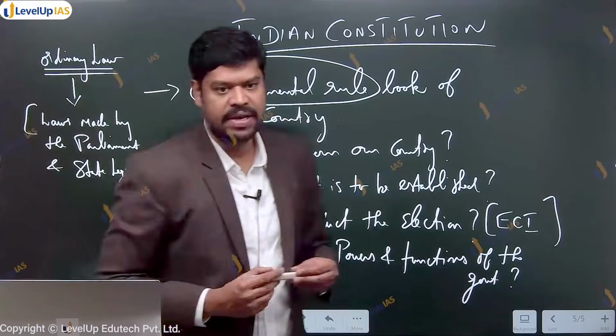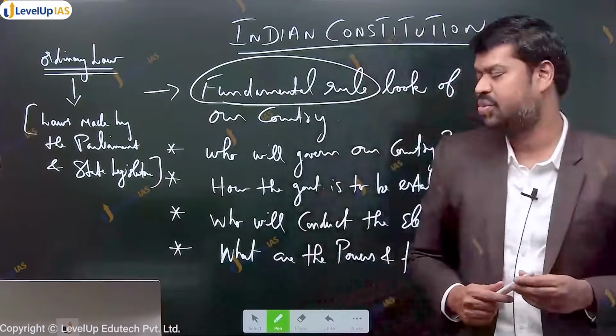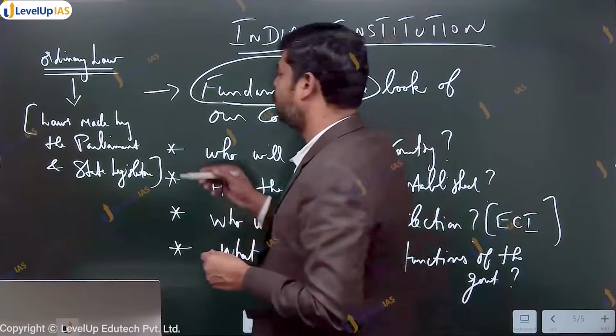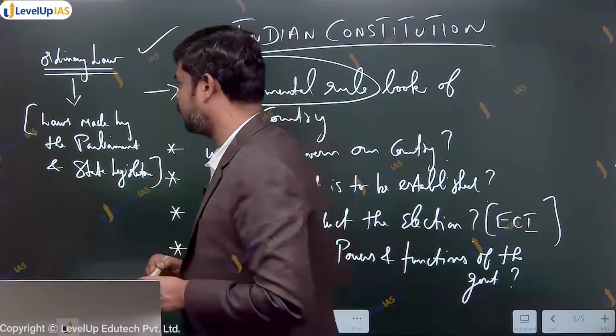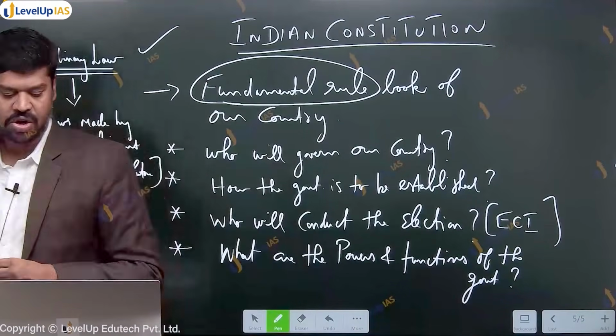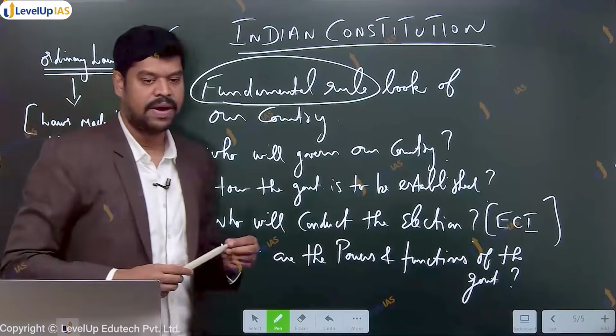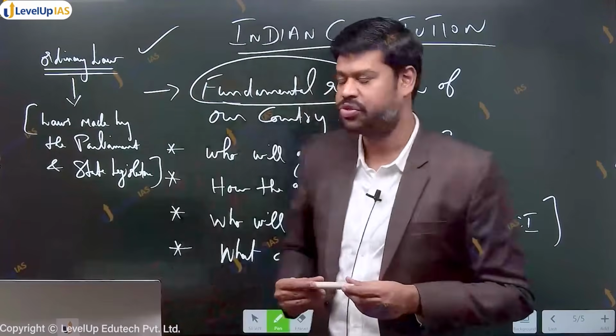These are laws made by the Parliament and state legislature. That's basically what is called an ordinary law. So what is an ordinary law? These are all laws made by the Parliament and the state legislature.